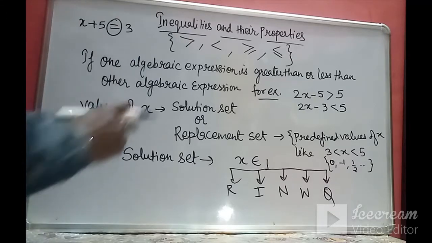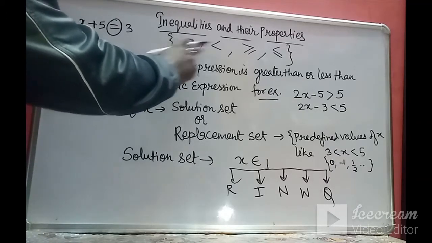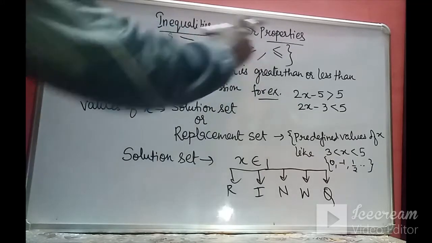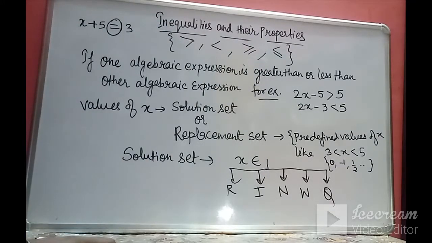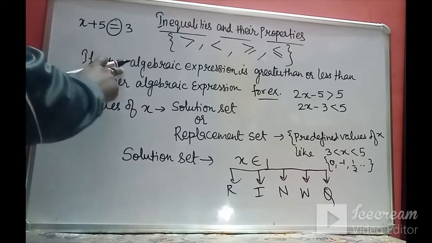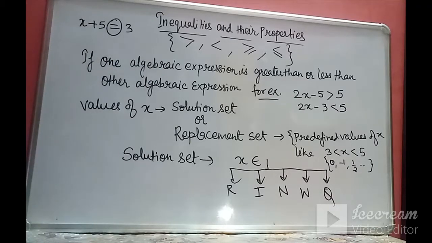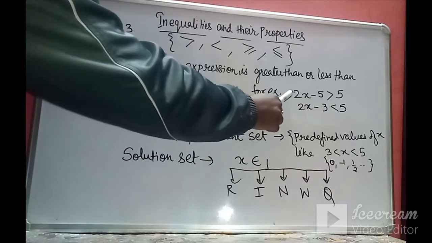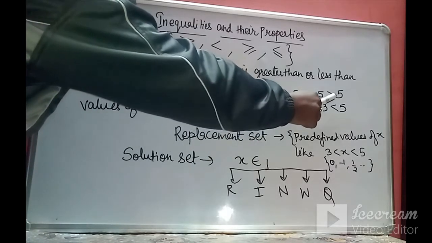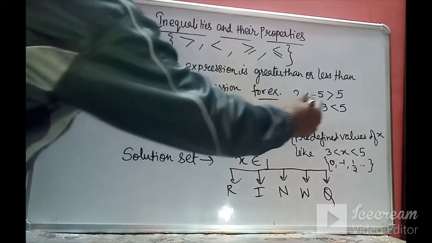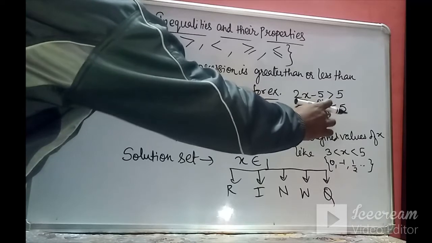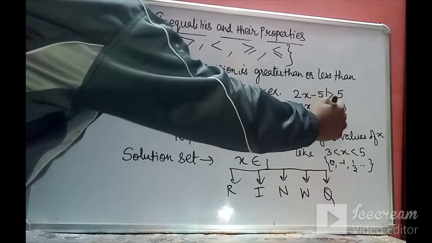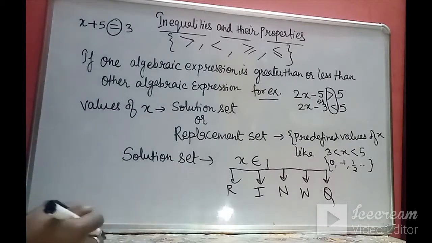But in this chapter, we will be dealing with these types of signs, that is greater than, less than, greater than equal to, less than equal to. Now, what is an inequality? If one algebraic expression is greater than or less than another algebraic expression, that is known as a linear inequality. For example, I have written an inequality 2x minus 5 greater than 5, or suppose 2x minus 3 less than 5. So these signs which you can see here are the signs of the inequality.